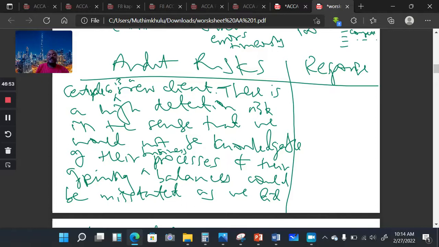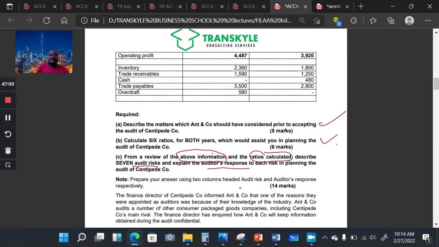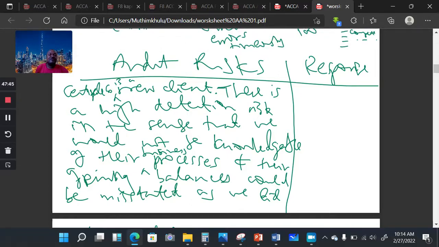There is a risk because remember, the question is saying, listen to the verbs of the requirement: describe. We are required to describe audit risk and the response and explain the response. So in describing the audit risk, we have to identify the risk, then explain it. This is why we have identified Centipede Co is a new client. Full stop. That's identification. We have identified from the scenario. Remember, if you identify from the scenario, it is actually there.